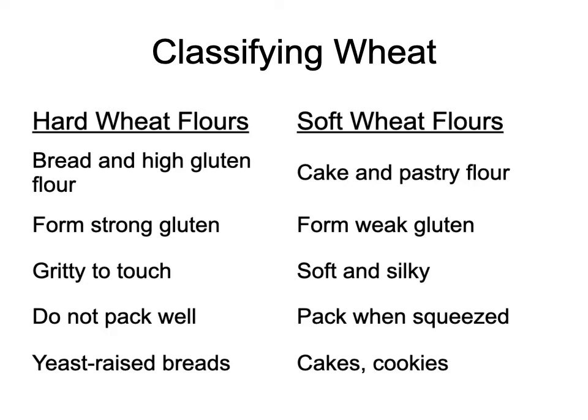Soft wheat flours, on the other hand, generally used to make cake and pastry flour. They form a very weak gluten structure. They're soft and silky. They pack when they're squeezed, and they're used to make cakes and cookies.